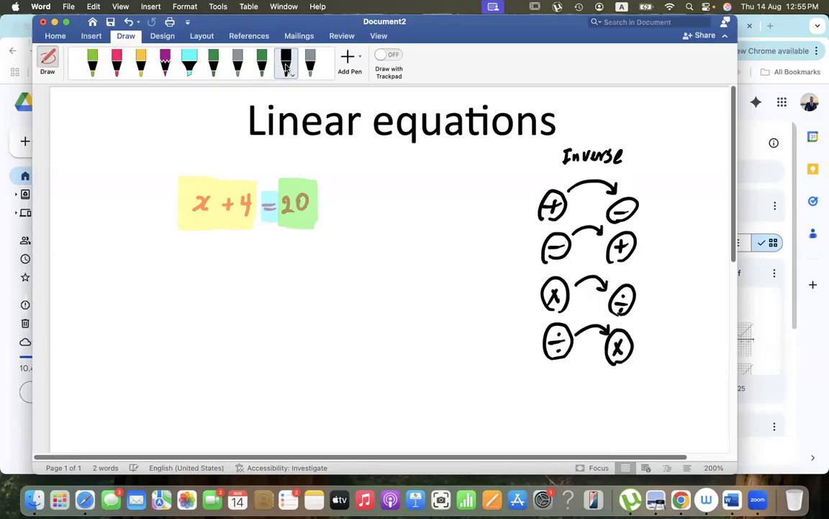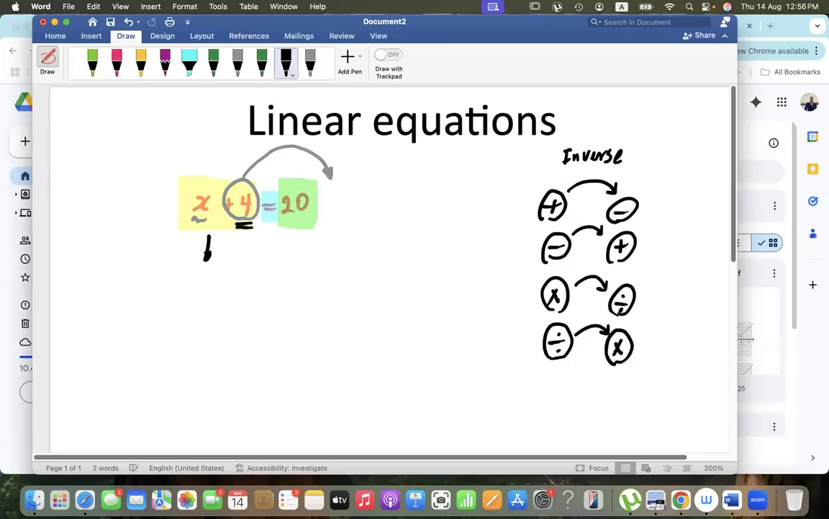So as you can see here, who's annoying the x? It is the 4. So I need to get rid of this 4. I need to eliminate it. So what I should do is switch this 4 from this side to the other side, only I will change the sign. If it was positive, I will make it negative. If it was addition, I will make it subtraction. So since it is plus 4, I will make it minus 4.